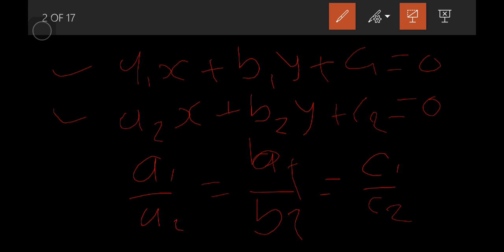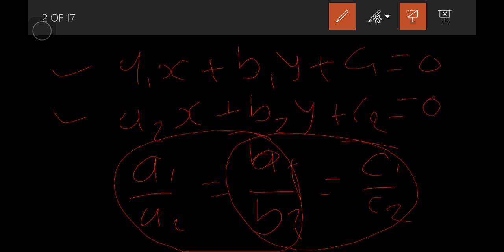So for the given two linear equations, we compare them with the standard form and find the values of a1, b1, c1, a2, b2, c2. After that we take the ratios and compare these three ratios, taking any two of them, and we get linear equations. After that we solve and find the values of a and b for which these two linear equations have infinitely many solutions.